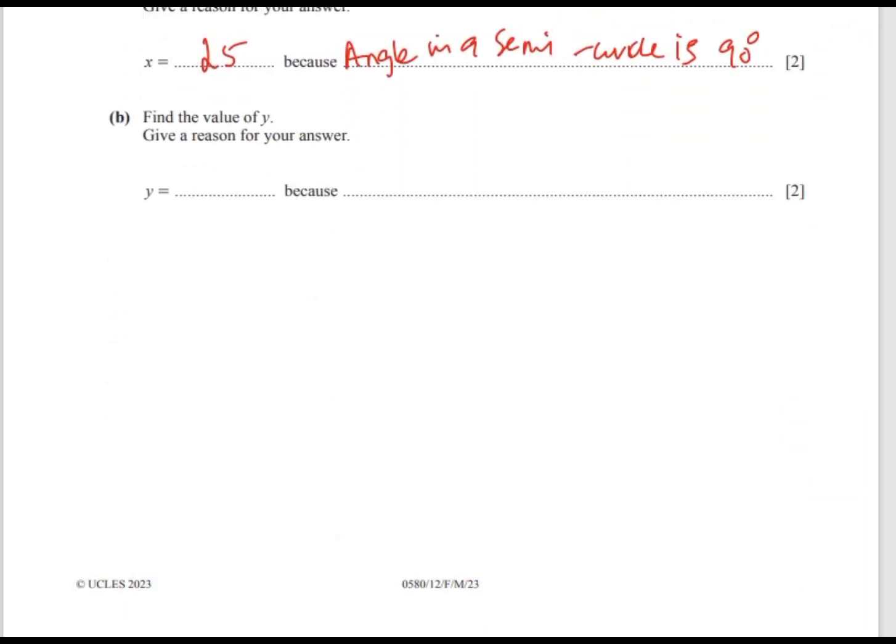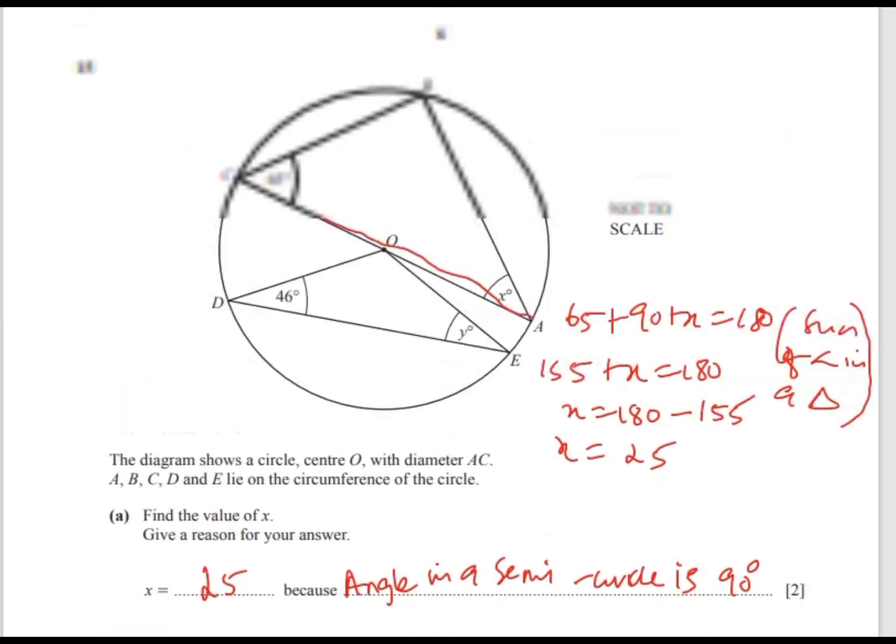Then B, find the value of y. Give a reason for your answer. Look at this now. This is a diameter. There's a theorem that says that any line drawn from the center of a diameter to touch another part of the circle is a radius. So this is a radius, and this also is drawn from the center, so this is also a radius. This line is equal to this line. That means this angle is equal to this angle.